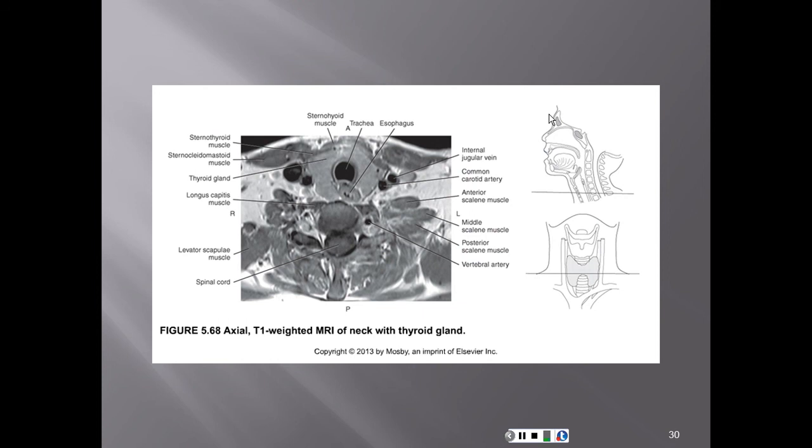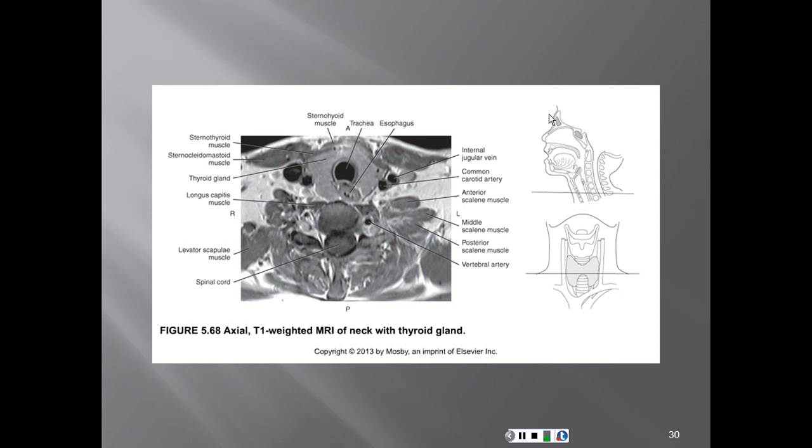So here you want to identify the thyroid, trachea, esophagus, as well as the scalene muscles, the anterior, middle, and posterior scalene muscles. The esophagus is a muscular tube that extends down from the laryngopharynx to the cardiac orifice of the stomach. The trachea, considered the airway, extends from the larynx to the lungs and lies immediately anterior to the esophagus.